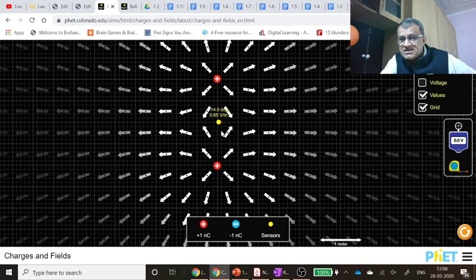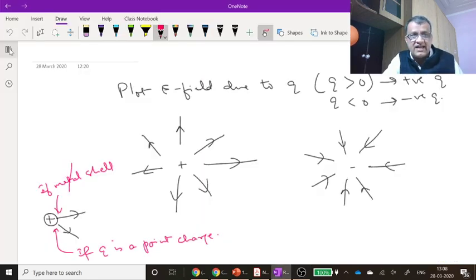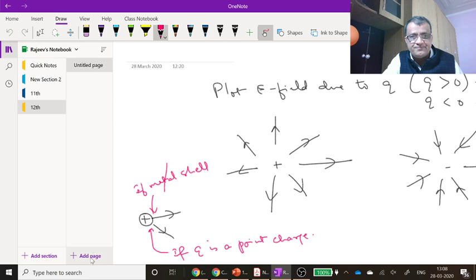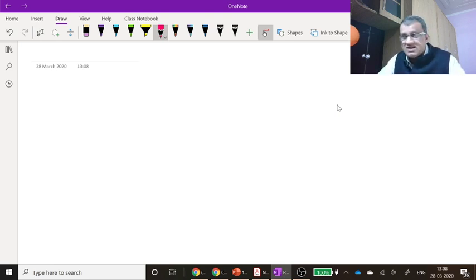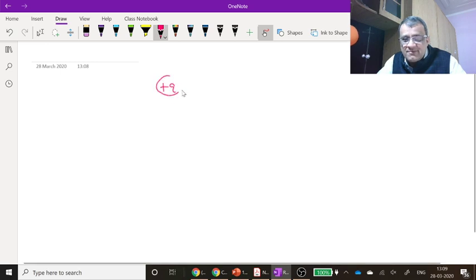These two plus charges, and on this point, so what I'll do is I'll go back and add one page. There is a little bit you will learn, and then there is a lot of homework for you. So there is a plus q kept here.